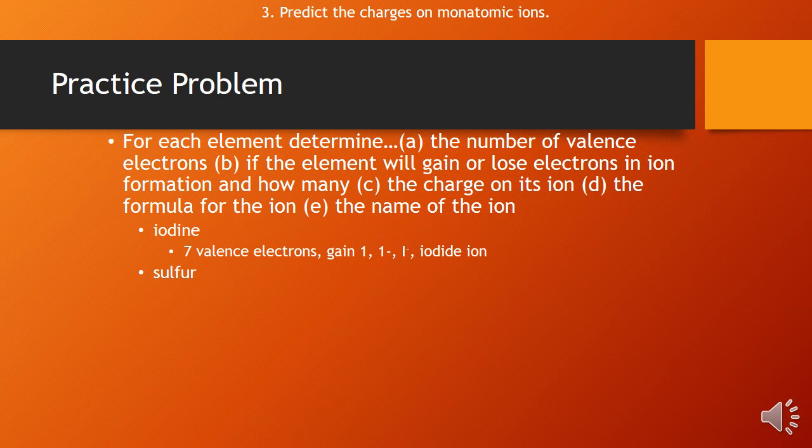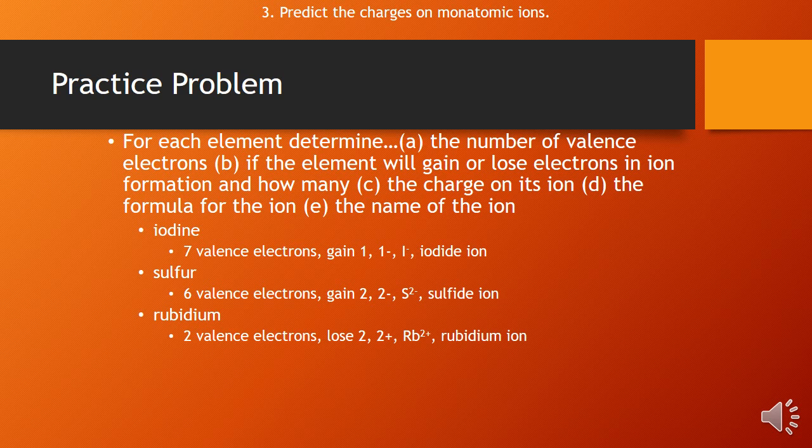Sulfur. Sulfur has 6 valence electrons because it's in group 16. So it would gain 2 electrons. That would give it a charge of 2 minus. The formula S2 minus, and the name would be the sulfide ion. Rubidium. Rubidium has 2 valence electrons. It's in group 2. It would lose 2 of its electrons to give it a 2 plus charge, and you can see the formula there. And then the name would be the rubidium ion.